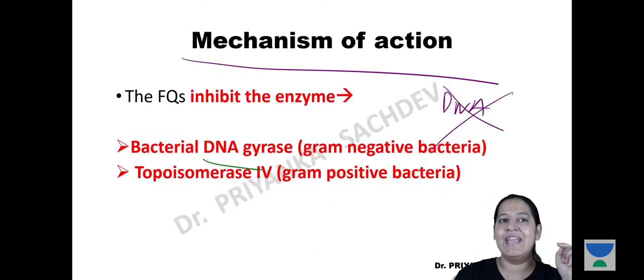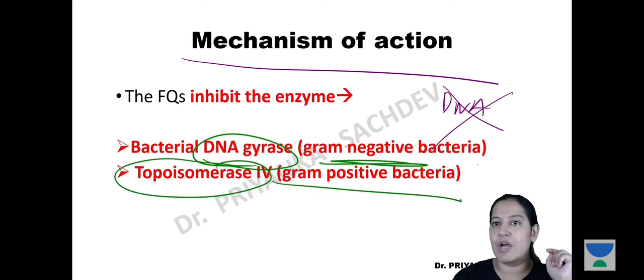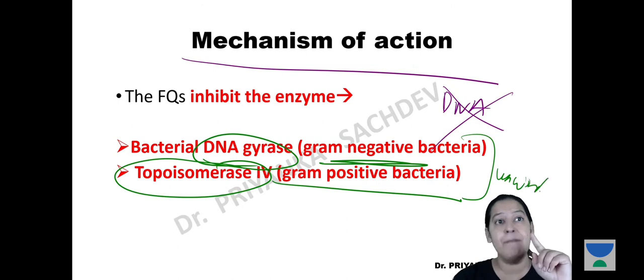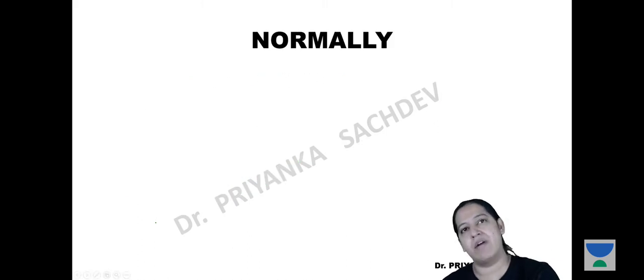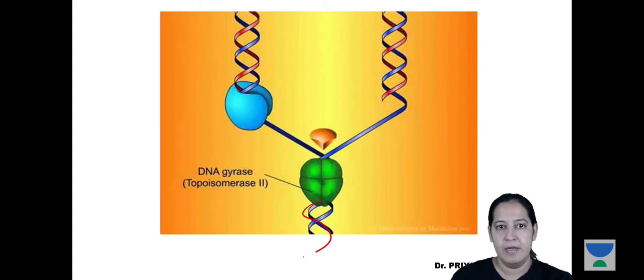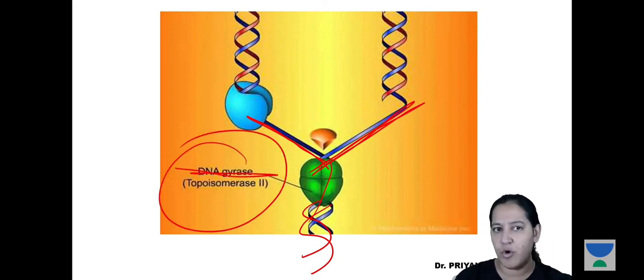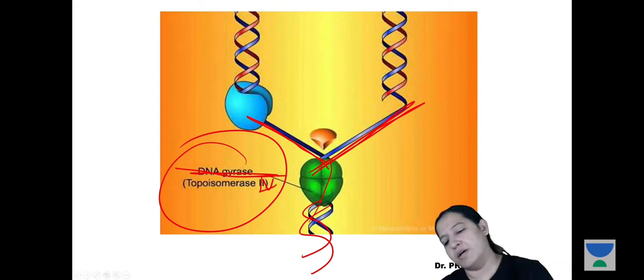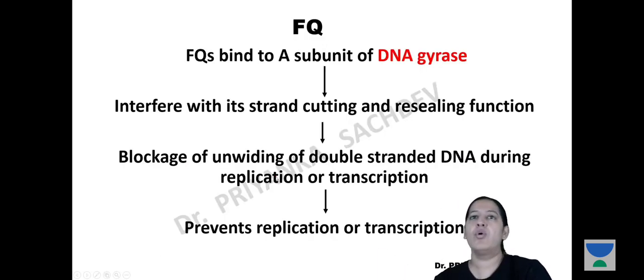So yes, I was right. DNA gyrase in gram-negative and topoisomerase 4 in gram-positive. This is required for the unwinding step, and fluoroquinolones inhibit this. Fluoroquinolones inhibit these enzymes in gram-negative and gram-positive. So how does it normally happen? You can see this is a double-stranded DNA, and it is doing unwinding here also. The enzyme required is DNA gyrase in gram-negative and topoisomerase, not 2, topoisomerase 4 in gram-positive. Topoisomerase 2 is used in humans for unwinding. It is not inhibiting topoisomerase 2. It is inhibiting topoisomerase 4. Done. So fluoroquinolones inhibit DNA gyrase.